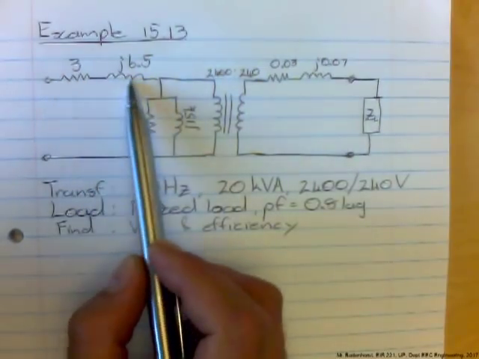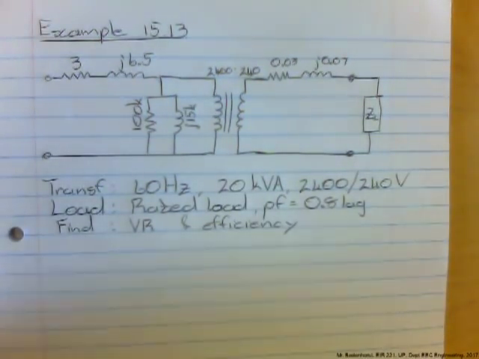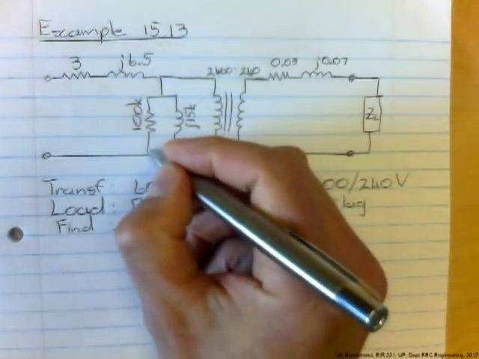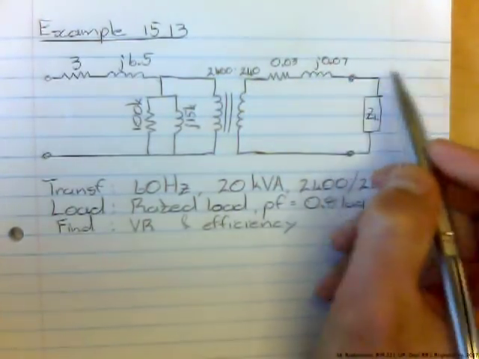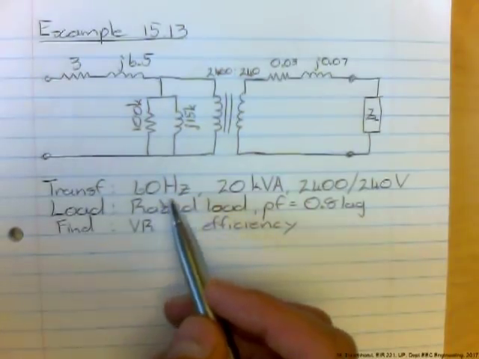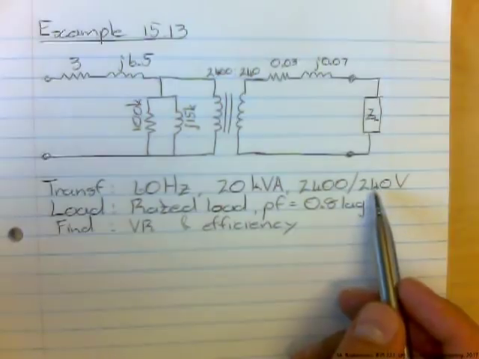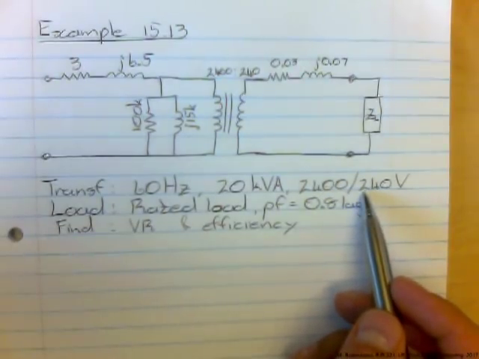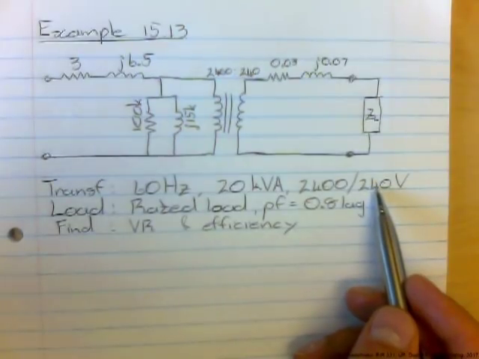So we have the primary side impedance, we have the excitation branch impedance with the values given in the table. Then we have the secondary impedance, we have a load. The transformer ratings given, 60 Hz transformer, 20 kVA, 2400 to 240. So remember the order in which it's written tells me primary side, secondary side, what the ratings are.